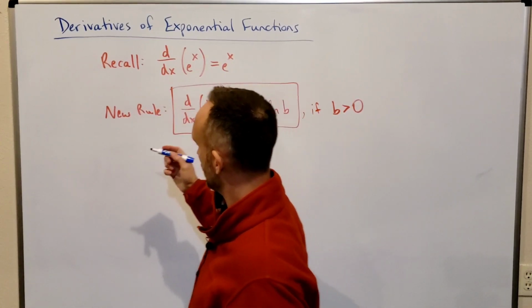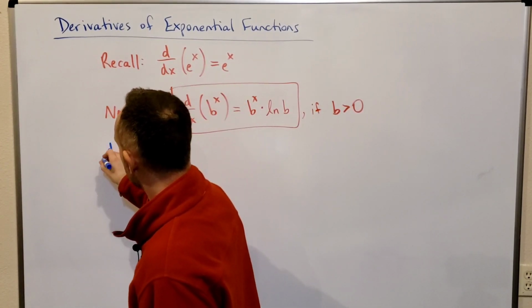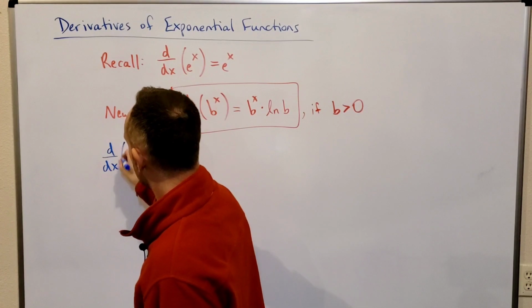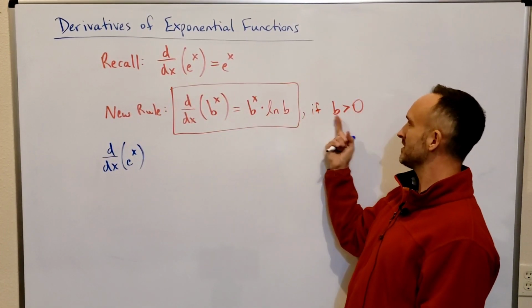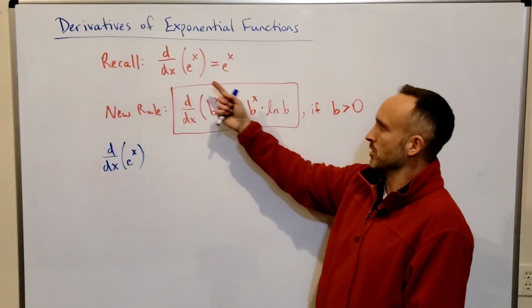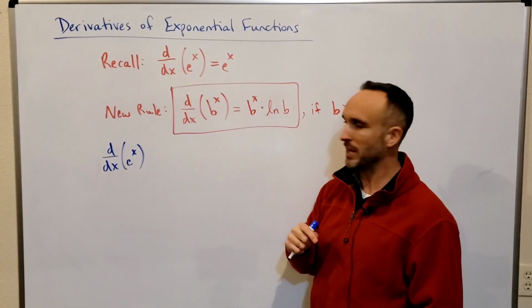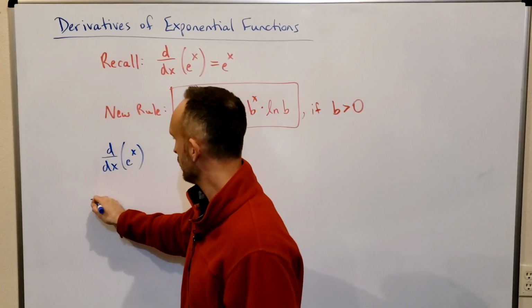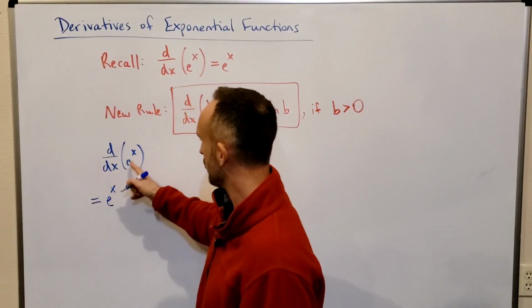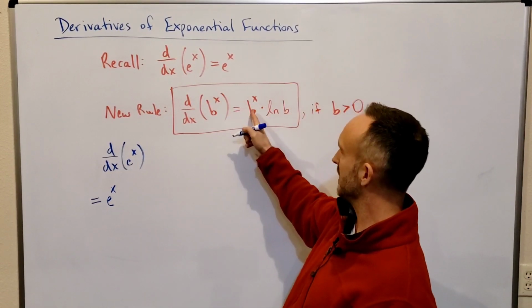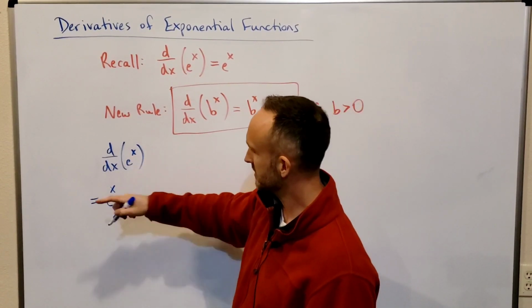Well, let's start with the derivative of e to the x, because this rule applies for any base that's positive. And of course, the number e is a positive base. So if we use this new rule on e to the x, well, we get e to the x, right? It repeats itself, right? b to the x, b to the x, e to the x, e to the x.